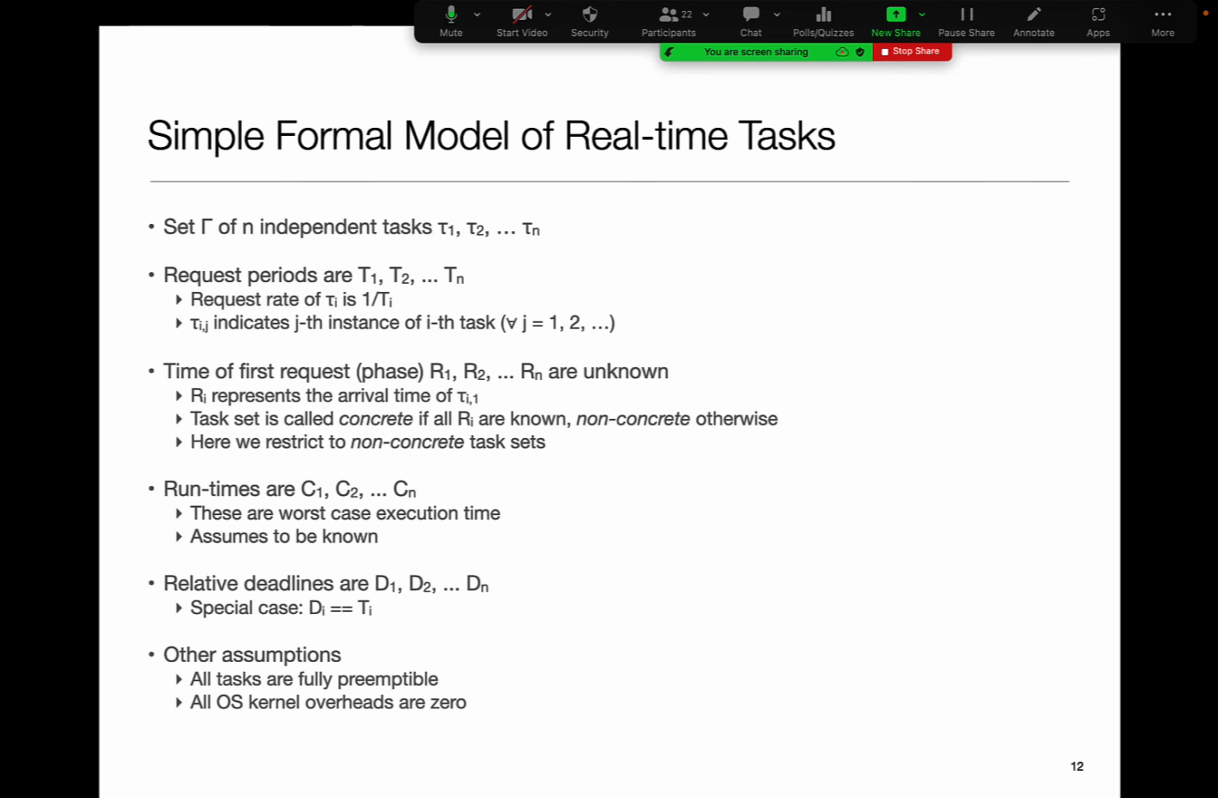For our purposes, for scheduling purposes, one of the things that we do is we say we're going to go with the worst case. So the C1 through Cn refer to the worst case execution time: how much in the worst case, accounting for data values and cache effects and all, does this task take?